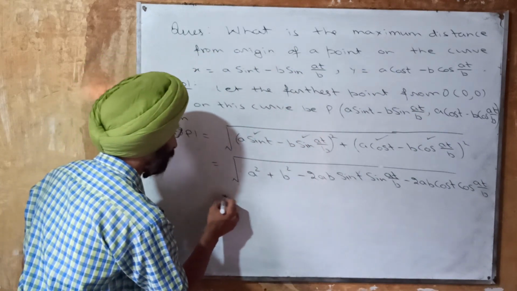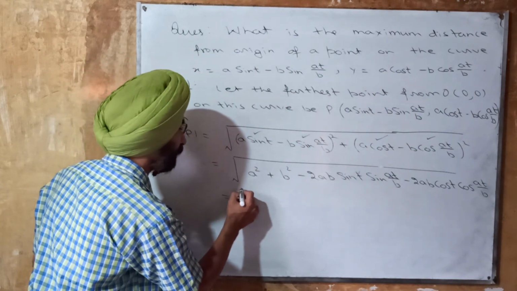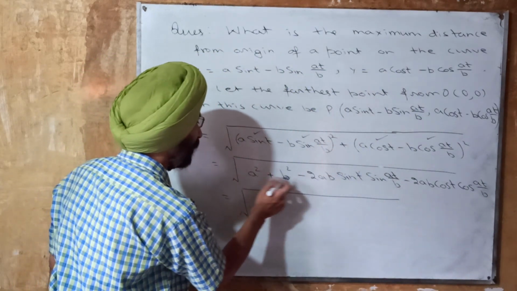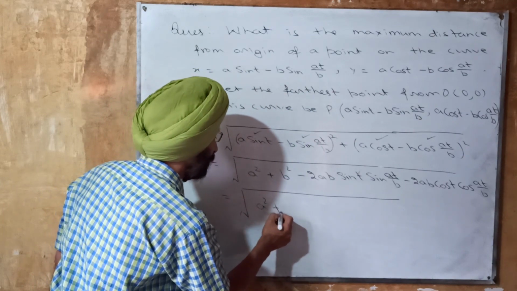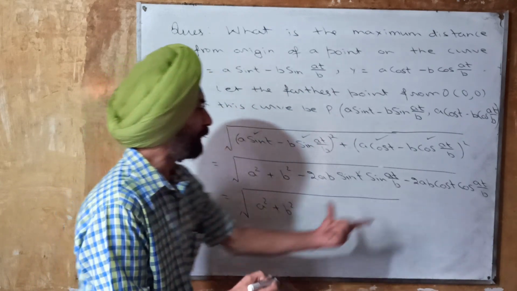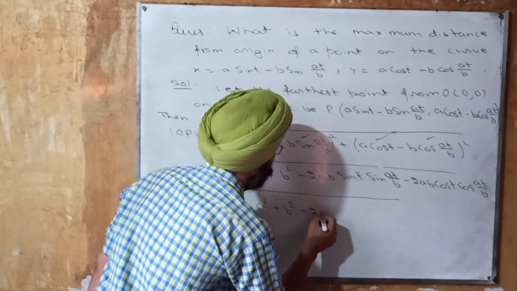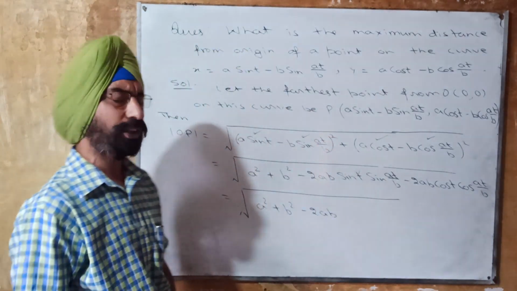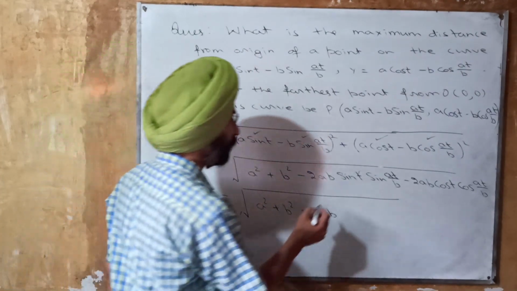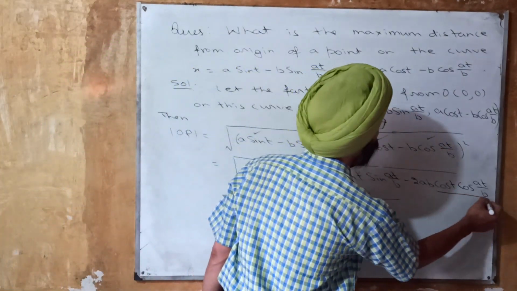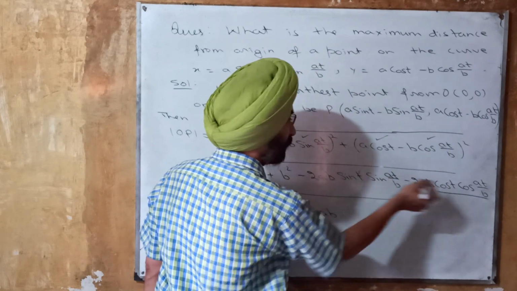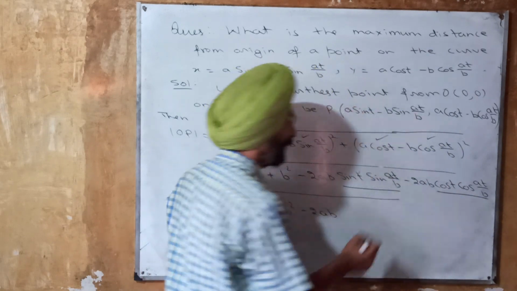So let us have a little bit more simplification. So it is a square plus b square here, a square plus b square. From these two terms, you can take minus 2ab common, and what you will get? You will get cos t cos at upon b plus sin t sin at upon b.